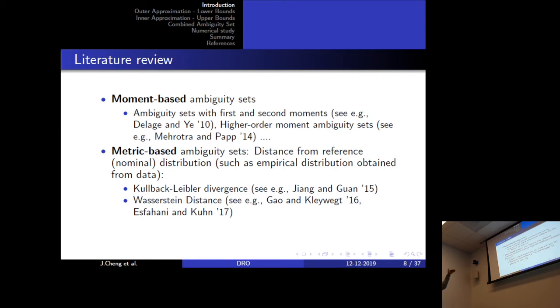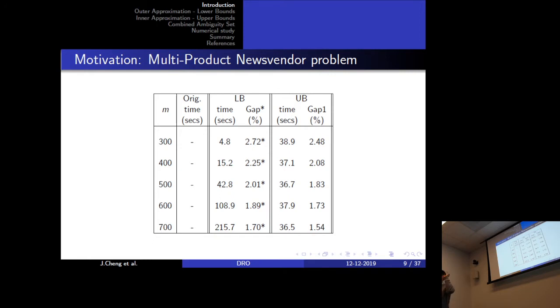The difference between the two is, if you consider KL divergence and the nominal distribution is discrete, then all the distributions in that family are also discrete. That's very restrictive. But if you use the Wasserstein distance, then you don't have that kind of drawback. So that's the reason why the Wasserstein distance is nowadays more popular. But in my talk, we mainly focus on moment-based ambiguity. Also, we will extend this result to the Wasserstein distance as well. Before I present the idea of my approach, I would like to use this numerical result to show the motivation of my talk.